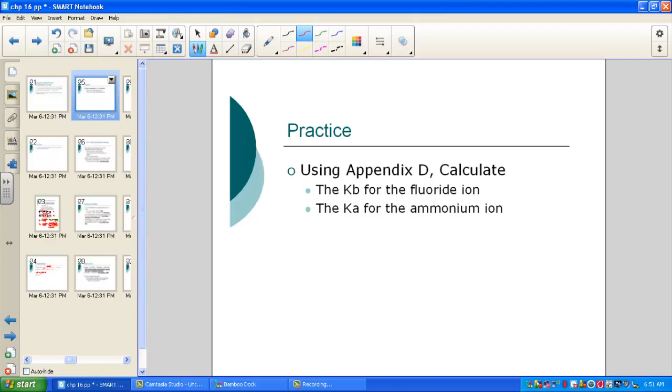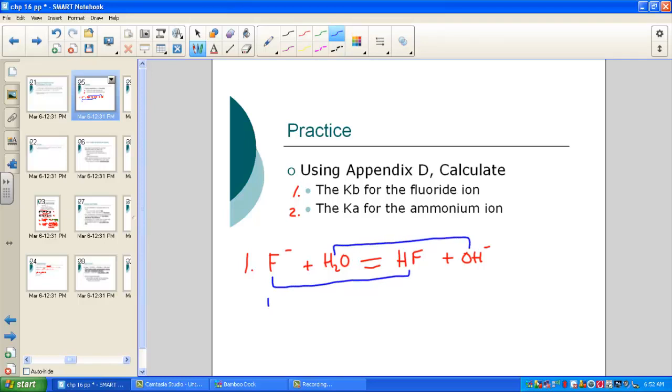With our Appendix D, we are being asked to calculate a Kb for the fluoride ion. Let's just call that example 1, and then we'll look at example 2, the Ka for ammonium. The fluoride ion in example 1, F negative, when it's placed into water, we set up an equilibrium where the conjugate acid of fluoride forms and the conjugate base of water forms. We hook together the conjugates using the Bronsted-Lowry theory. Fluoride is acting as a base. It produced its conjugate acid.